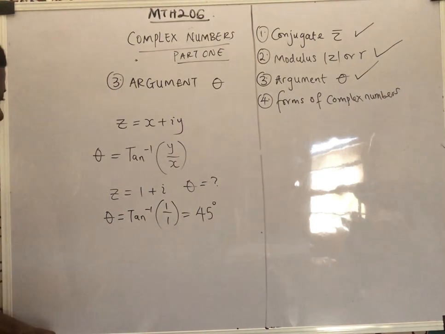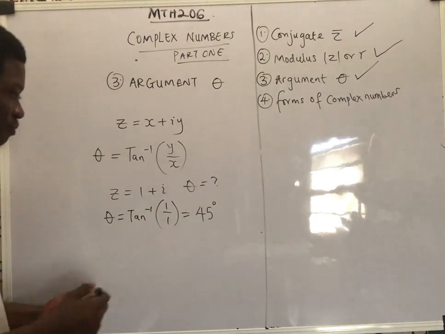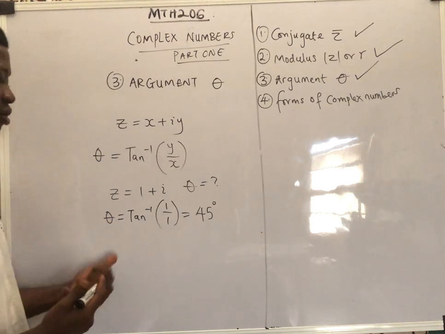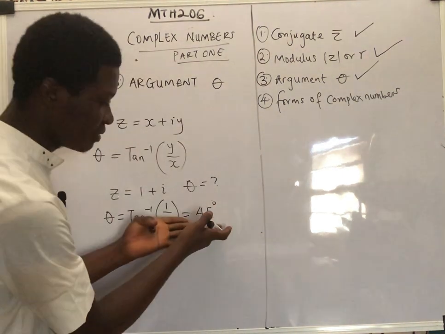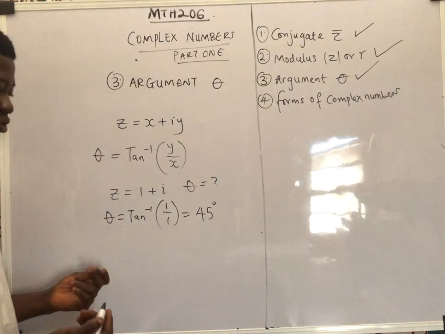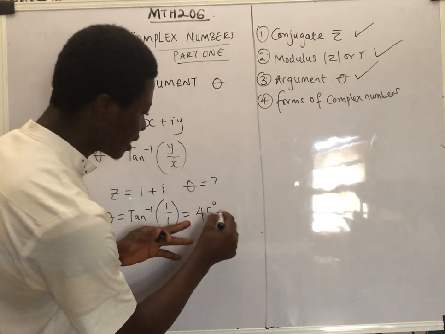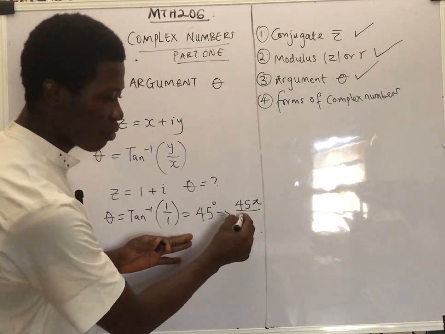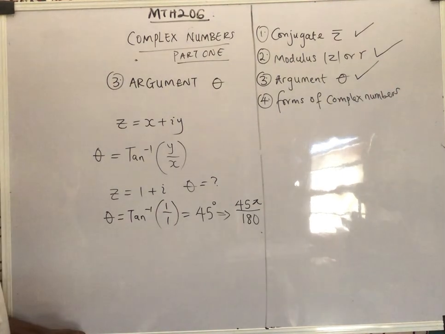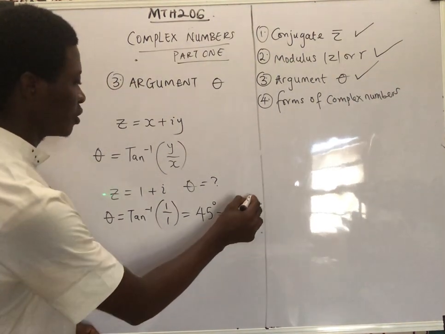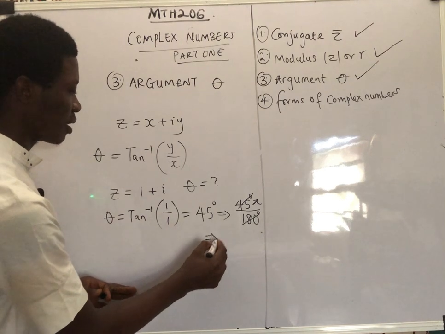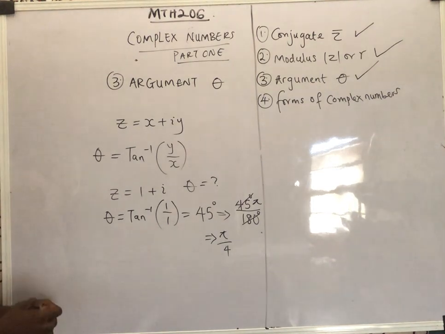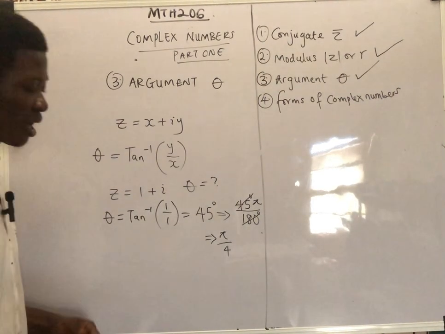So in that case, since we have 45 degrees, we need to express it in terms of radian. So how do we do that? Remember what I said: 45, then you attach pi divided by 180 degrees. So 45 going into 180, our final answer is going to be pi divided by 4, right? So that's going to be our final answer.